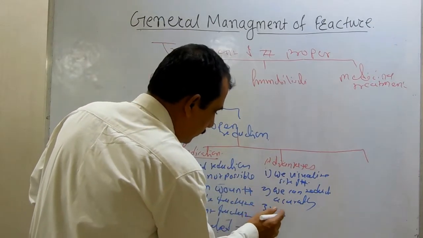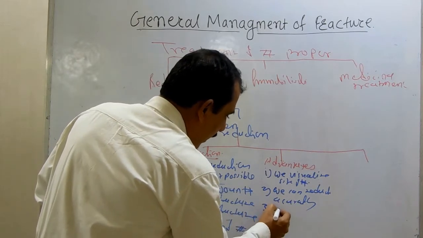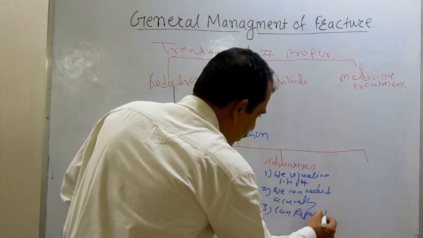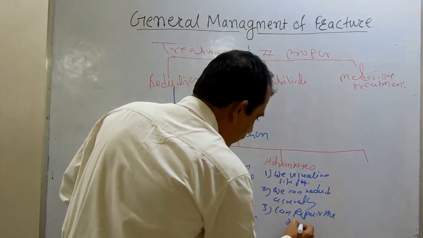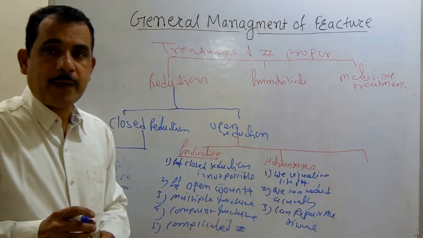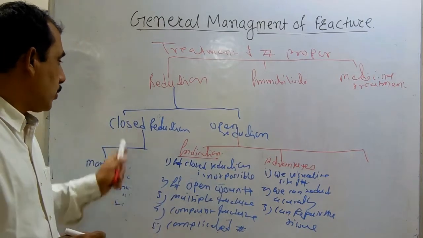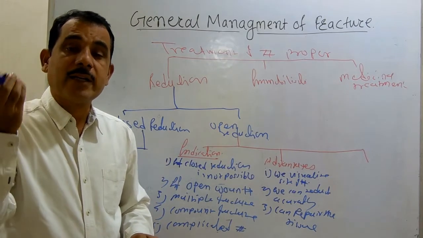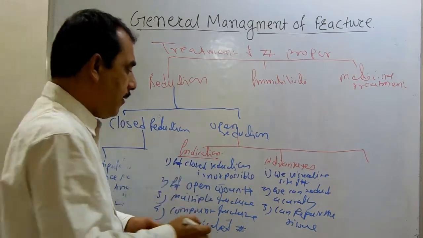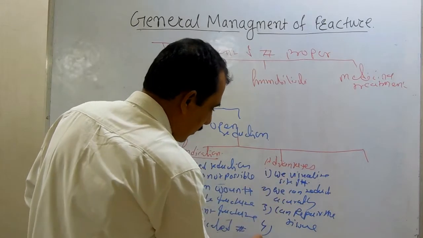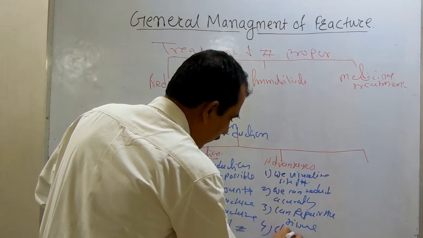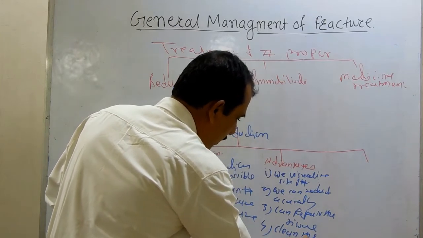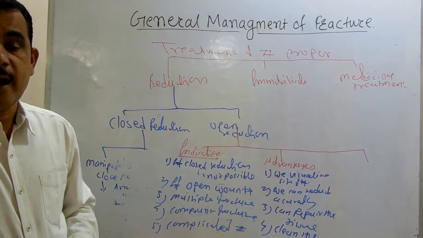Third, we can repair the tissue. Here, in closed reductions, you cannot repair the tissue. Here, small damage, slight damage, and you cannot clean the wound also. There you can clean the wound also. You can write the 4th one already: can clean the wound. So those are the advantages.